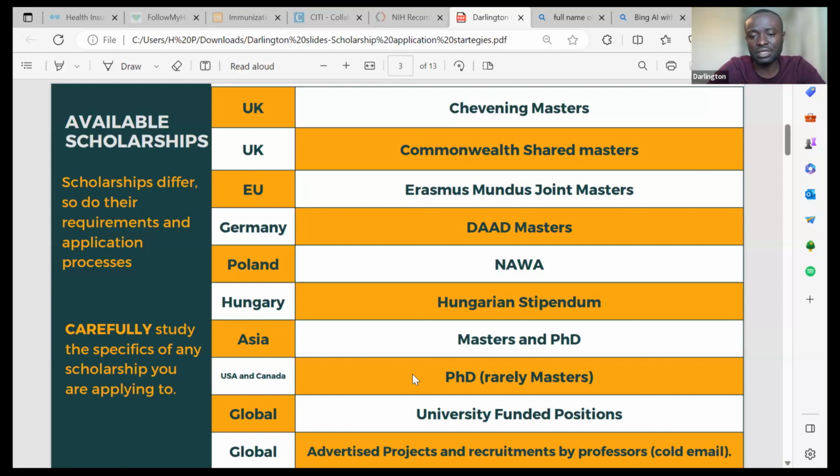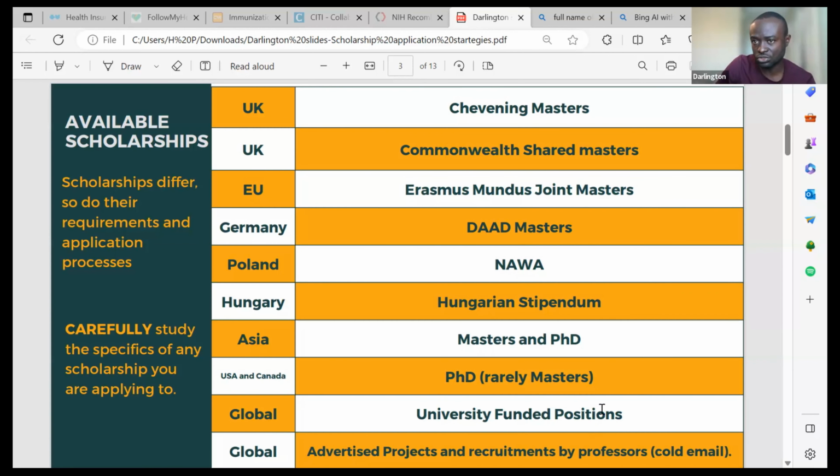Okay, globally, all over the world, you have some university-funded positions. These are provided by the university itself. Remember, we've talked about external funding. For instance, we talked about Chevening. The Chevening government will pay for your school fees and everything. It's not by the university. We talked about Commonwealth, which is shared between the university and the Commonwealth Commission. Erasmus Mundus is funded by Erasmus. But these ones are positions in the school.